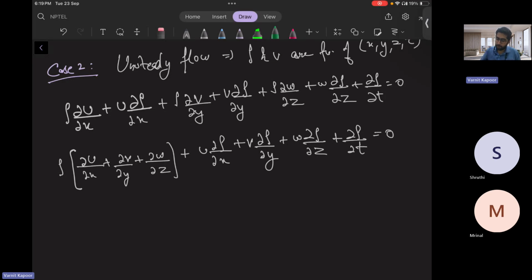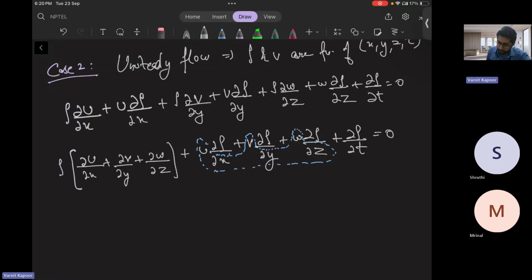Okay, so now from the previous tutorial, if you observe this term, u dou by dou x, v dou by dou y, w dou by dou z, it is nothing but the del operator. Basically, for the velocity vector V, u dou by dou x, v dou by dou y, w dou by dou z can be written as V dot del.